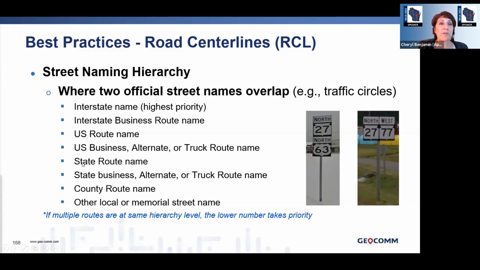Now let's look here where we have two state routes, 27 and 77. In the chat box, write down, do you think 27 or 77 should be put on the segments where both routes are crossing over it.